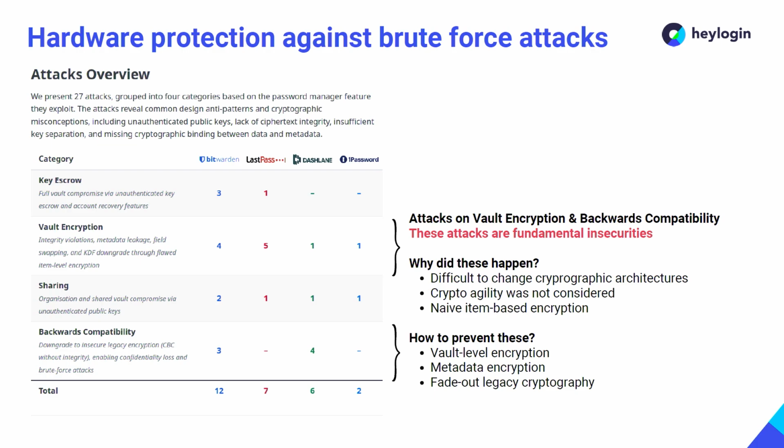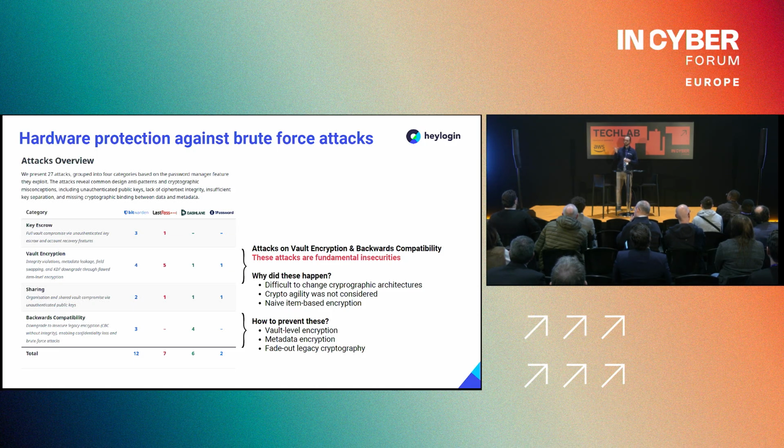So the first is vault encryption. There are some attacks on the actual vault encryption. And the biggest problem is if you naively implement the password manager, you encrypt all the items inside a login individually. So you encrypt the username field, you encrypt the password field, you encrypt the notes field, you encrypt the TOTP secret field and so on. So that's what we call an item-based encryption.